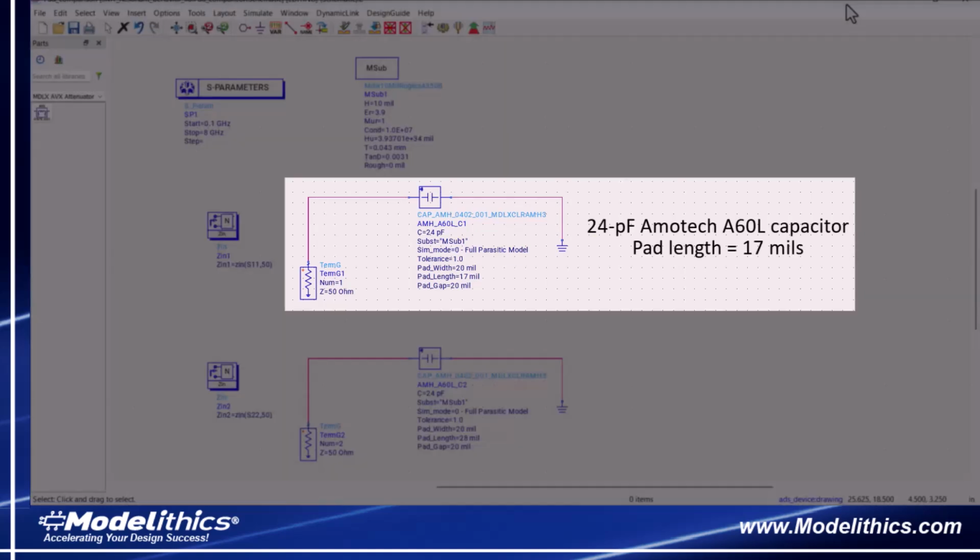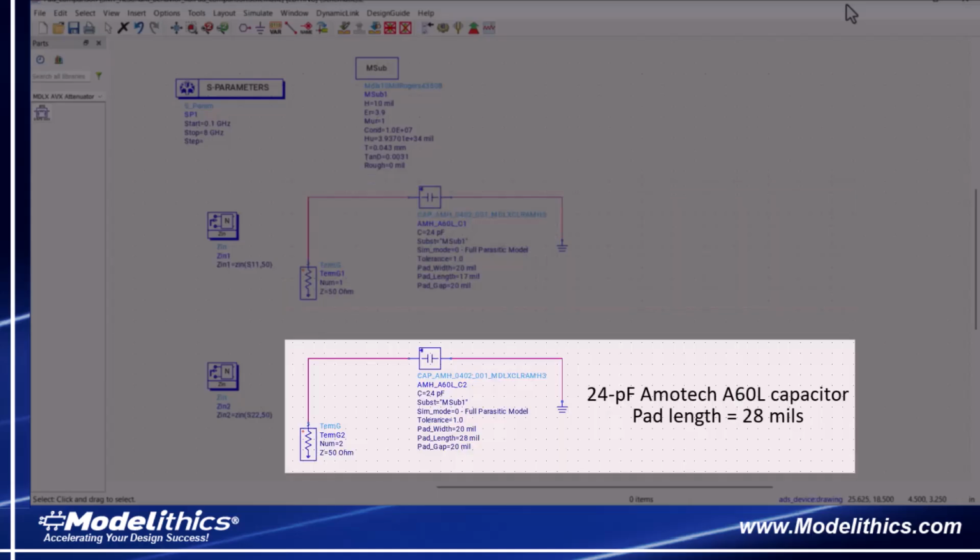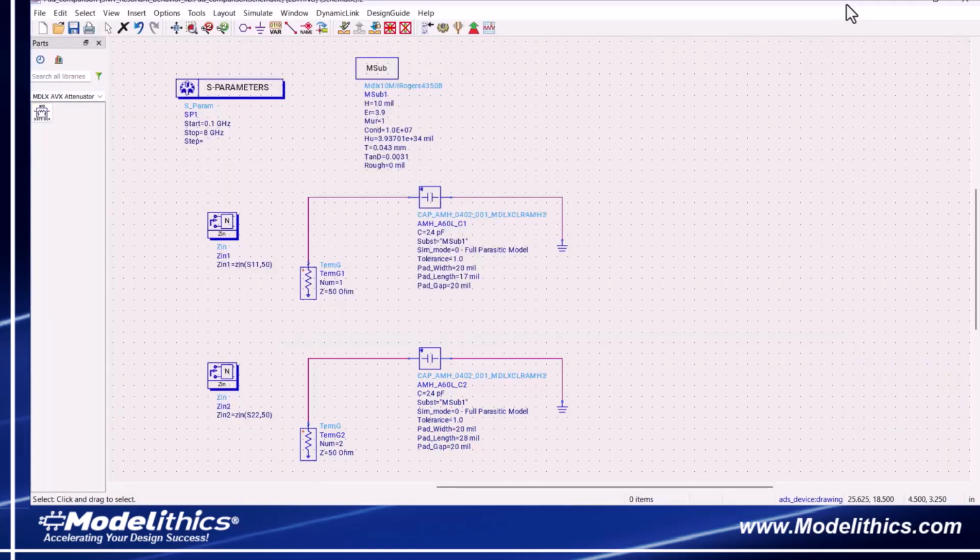The model at the top has a pad length of 17 mils, while the one at the bottom has a pad length of 28 mils. Both models are set to 24 picofarads. Also, both models have both the pad width and pad gap set to 20 mils. And finally, the substrate used here is 10 mil thick Rogers 4350B.